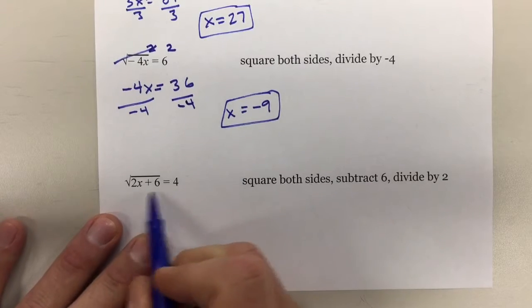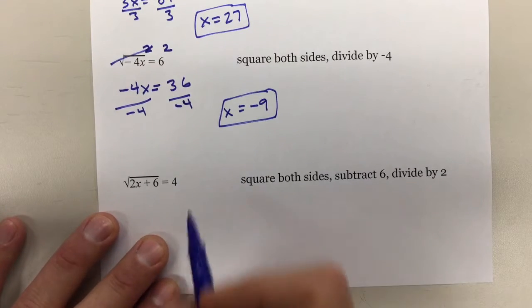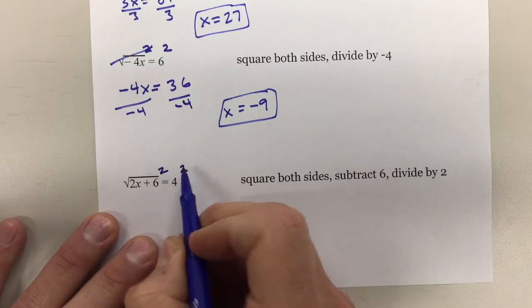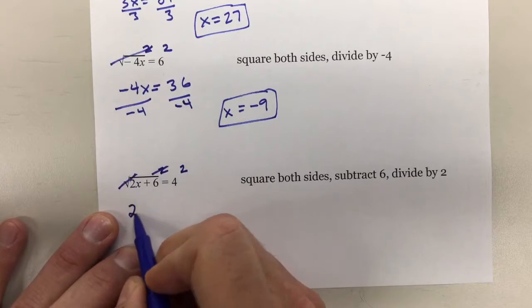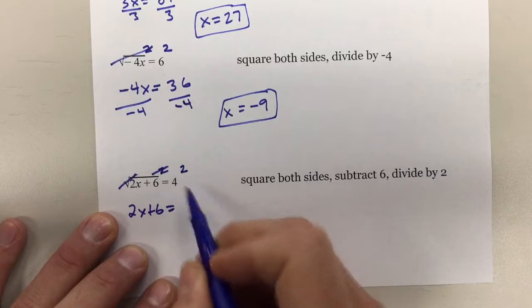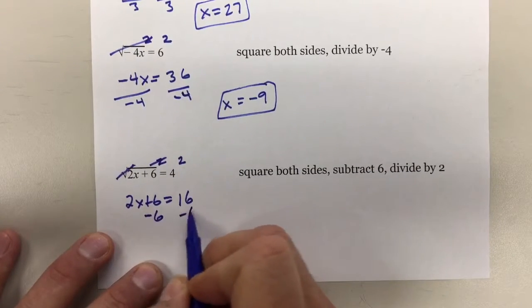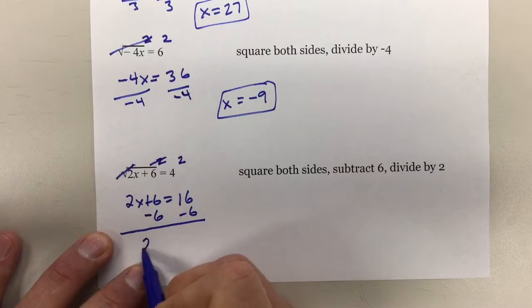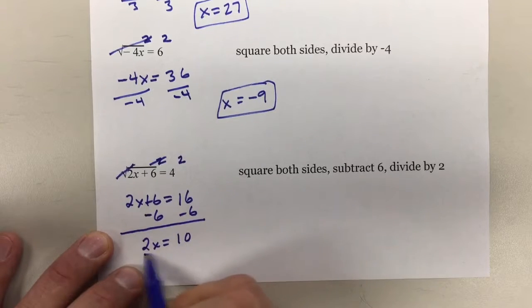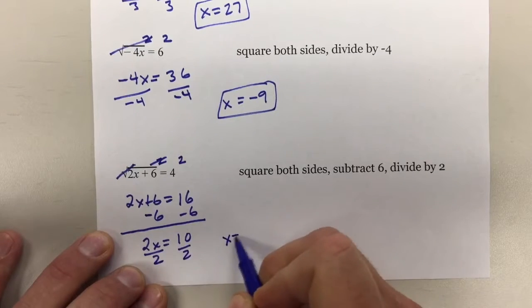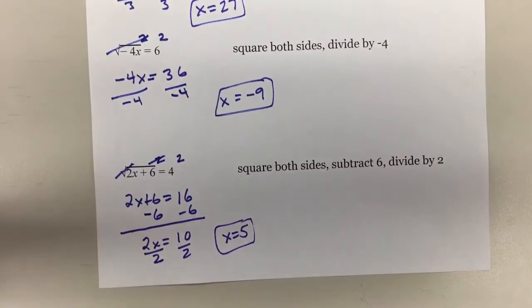Sometimes there might be more of an equation underneath the square root sign. Again, we're just going to square both sides first, because that gets rid of the square root. So I get 2x plus 6 equals, and 4 squared, of course, is 16. And now I'm going to subtract 6 from both sides. We're just solving like we learned a long time ago. I get 2x is 10, then I divide by 2, I get x is 5. So the key here so far is that we're going to square both sides of the equation to get rid of the square root symbol.